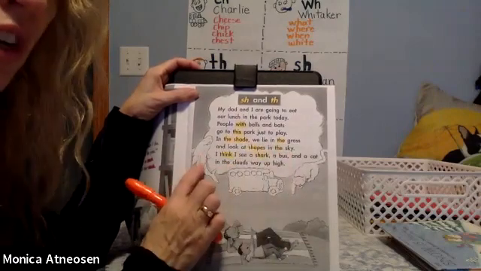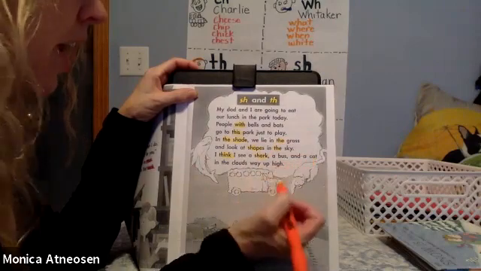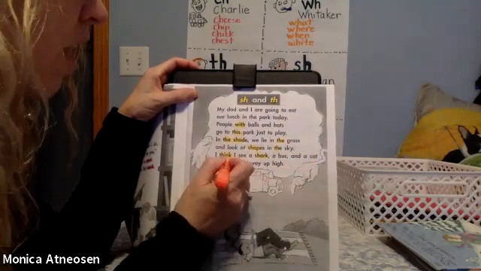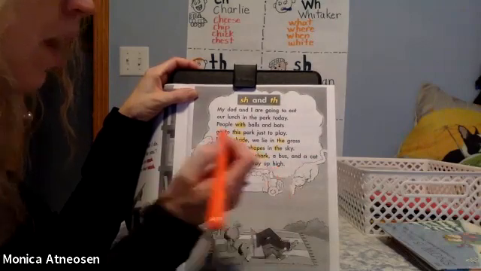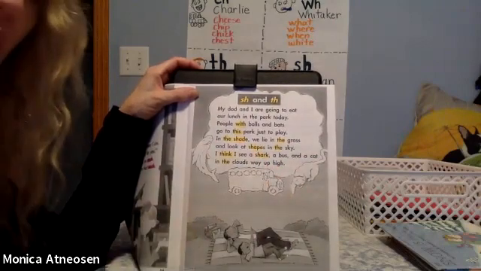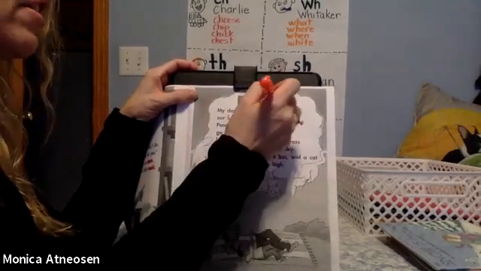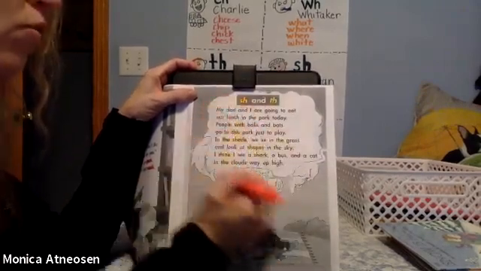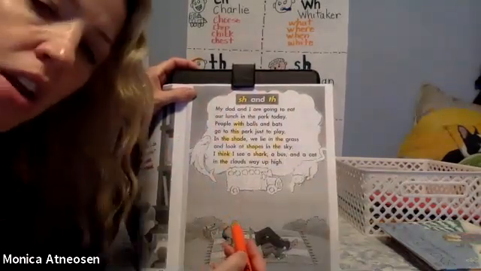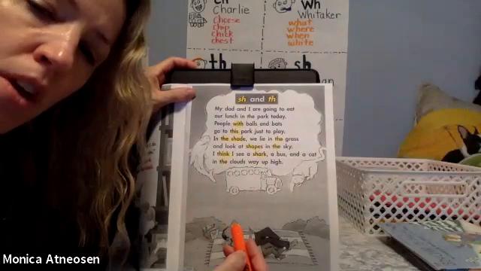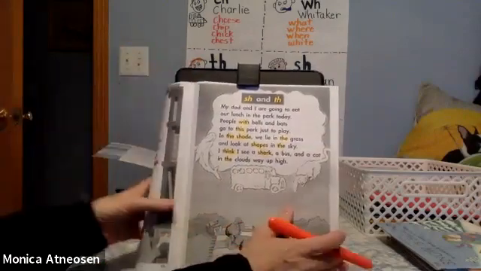Oh, he sees it in the clouds. A bus and a cat in the clouds way up high. So today you're going to use your highlighter, find all your SH and TH words, and try to start to read as much as you can of your phonics poem. And your grown-up can help you some too with that, okay?